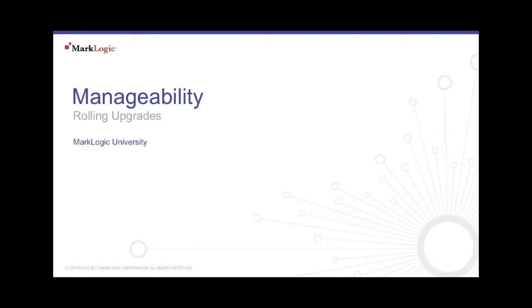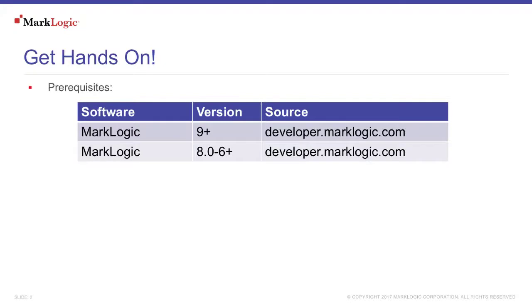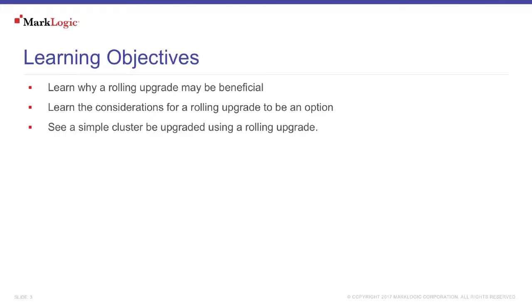This episode covers rolling upgrades. To follow along with this tutorial, you'll need to already have a cluster of nodes running MarkLogic version 8.0-6 or later. Also, you'll need to download MarkLogic 9. In this video, you will learn why a rolling upgrade may be beneficial, what the considerations are for a rolling upgrade, and see a simple cluster be upgraded using a rolling upgrade.